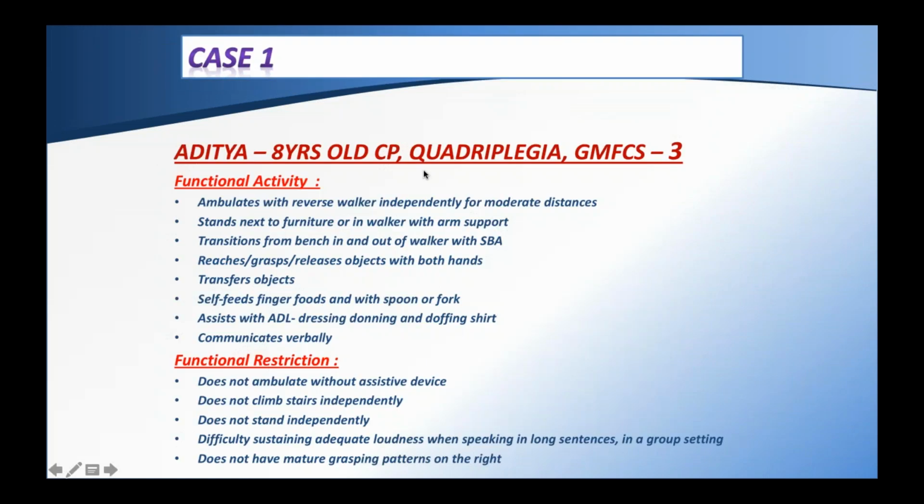So now, if you really look at his ICF, he's someone who's a GMFCS 3 at this age. He's an 8-year-old child with CP. He's got quadriplegia. He ambulates with a walker independently for moderate distance. He can stand next to furniture or walk with arm support. He can transition, you saw, and these become functional activities. He can transfer objects. He can release and grasp an object. He finger feeds, he assists with ADL, and he communicates verbally.